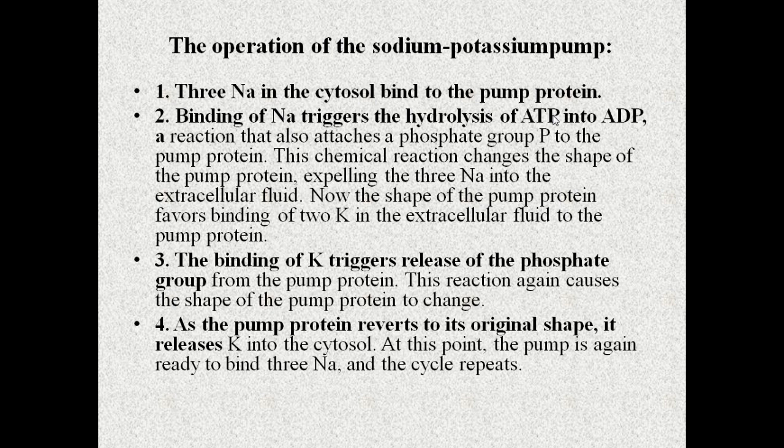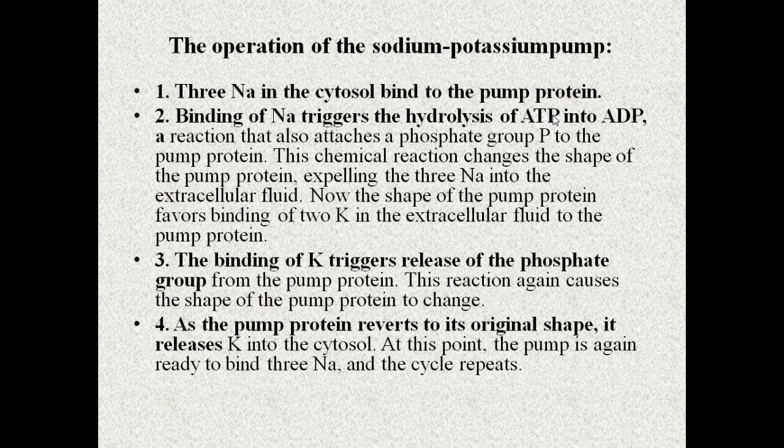Again, the release of the phosphate from the pump causes a change in the shape of the pump, which allows the pump to come back to the original shape and release the potassium attached to the pump into the cytosol. So now the pump starts working again. The same cycle repeats again and again.